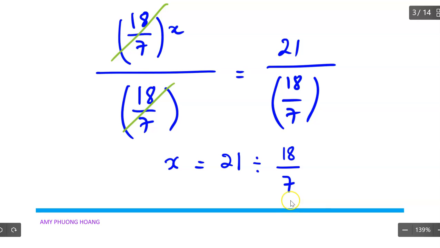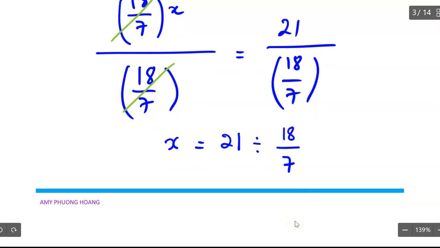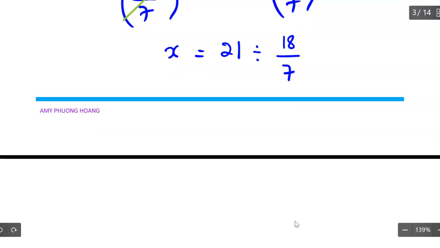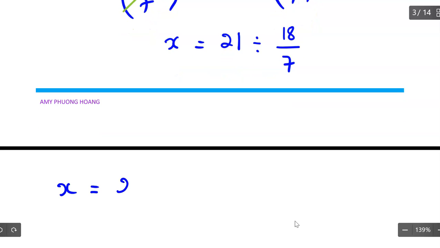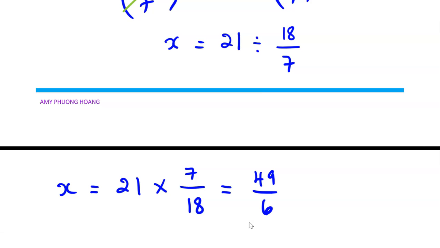If I perform the operations of fractions, that means you need to invert the fraction and change it to a multiplication. If you forget to perform this step, you can go ahead and use a calculator. If you take 21 divided by 18 over 7, you end up with the answer 49 over 6. So use your calculator to check the solution that I just got.